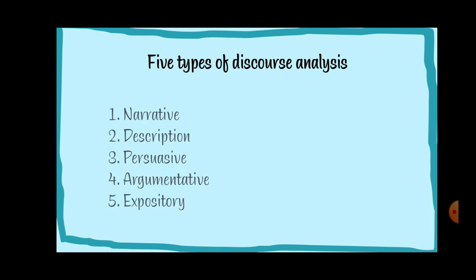So, there are 5 types of discourse analysis. First one is narrative. Narrative involves telling a story, or what we also know as narrating. Narration involves several features such as a point of view, characters, settings, plot, conflict, and resolution.